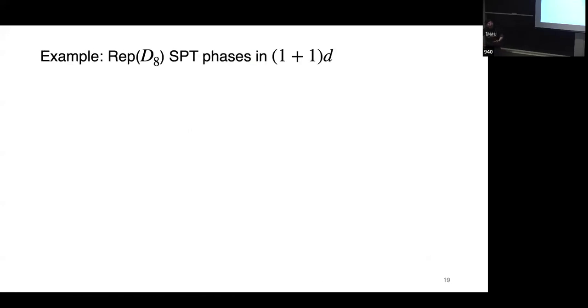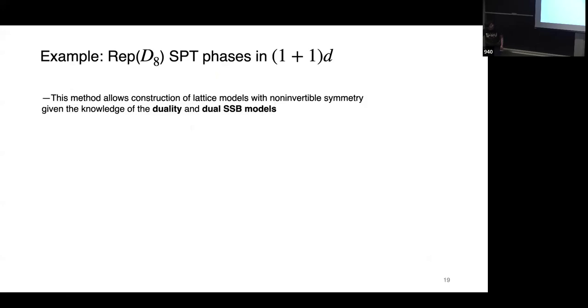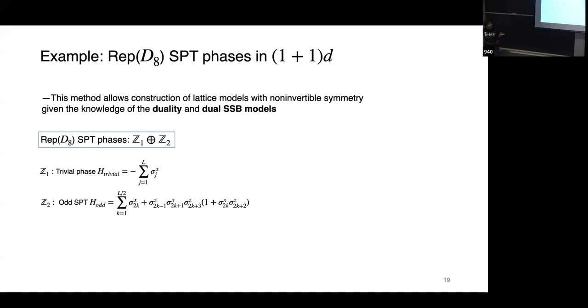Our method can also give you concrete lattice models with these non-invertible symmetries. If we construct the dual SSB models with group symmetry, it's easier to construct, and we also know the explicit transformations of the Kramers-Wannier. So this gives us the lattice models with Rep D8 SPT. Here I just list them all. The Z1 case corresponds to the trivial phase, and this Z2 phase corresponds to the odd SPT and even SPT.